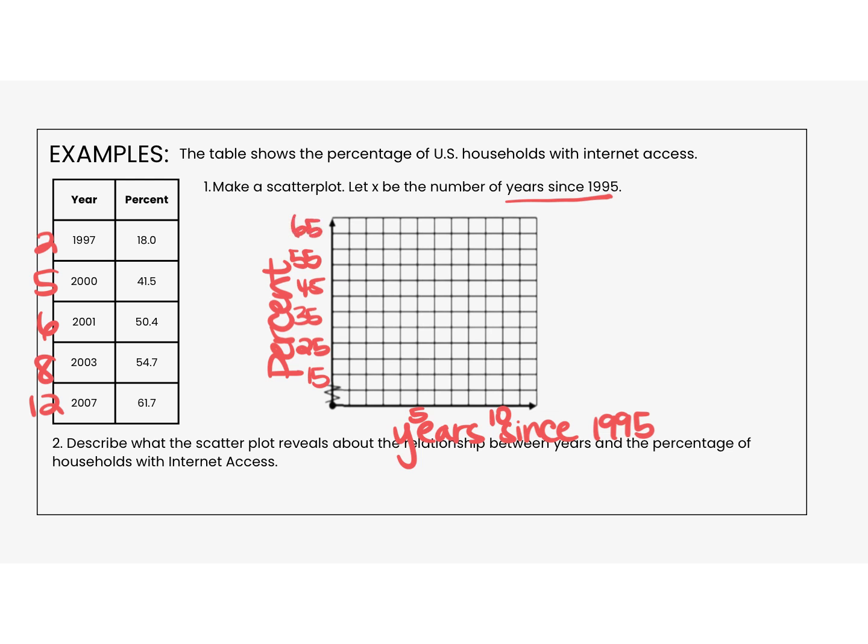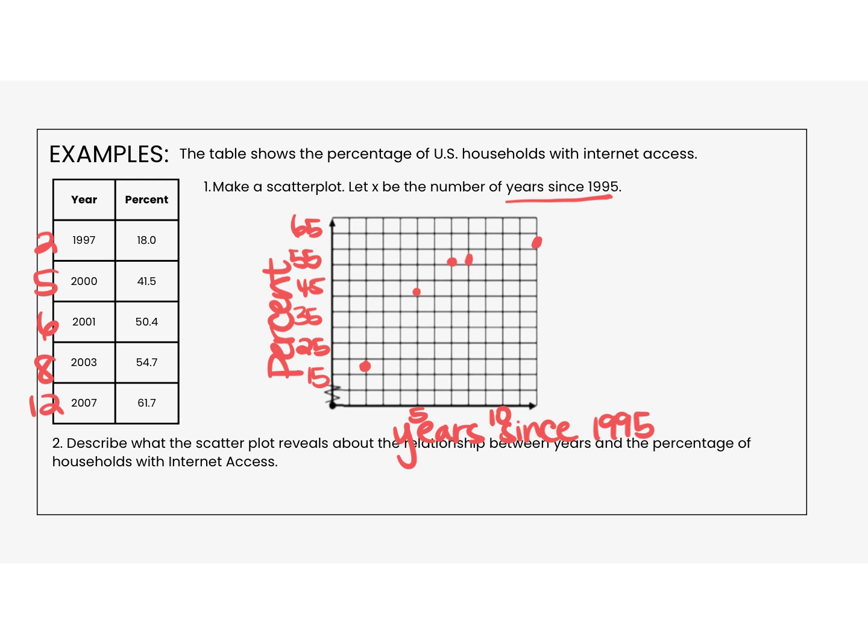Okay, so now that I have my axes labeled, I can plot these points. So I'm going to graph 2, 18, which will be about there. I'm going to graph 5, 41.5, about there. 6, 50.4. And again, these might not be perfectly exact, and that's okay. We're doing the best we can. 8, 54.7. And then 12, 61.2. Okay, so there's my scatter plot.